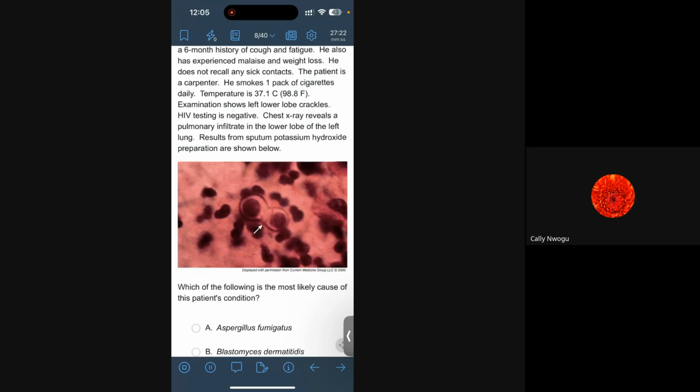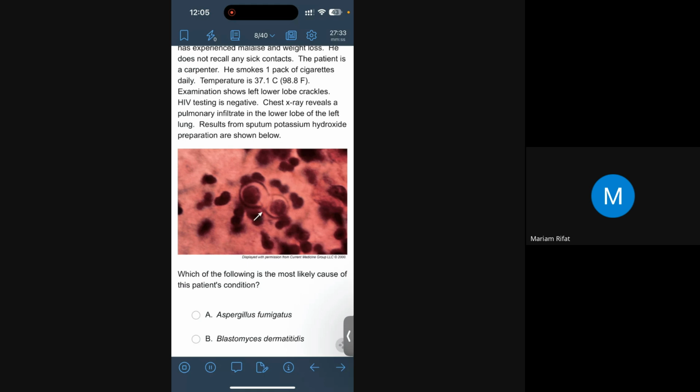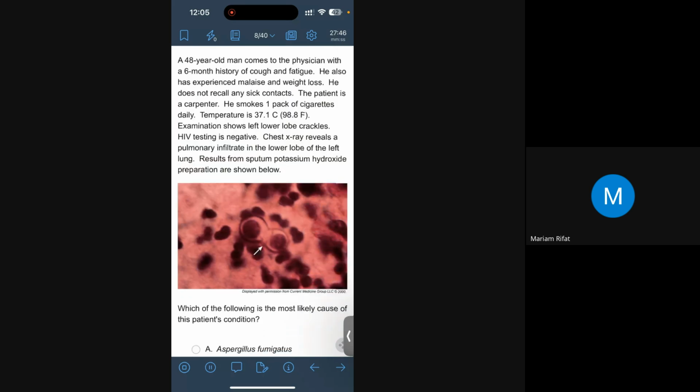What type of budding is it? Broad-based. It is broad-based budding. And broad-based budding is very specific for one fungus. First, read the whole question.